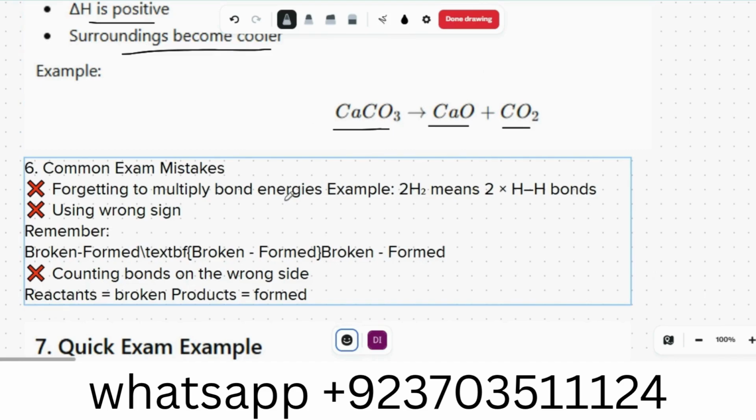Common exam mistakes: forgetting to multiply. 2H2 means two bonds of H-H. Wrong signs: if you put plus for an exothermic reaction, that would be wrong.